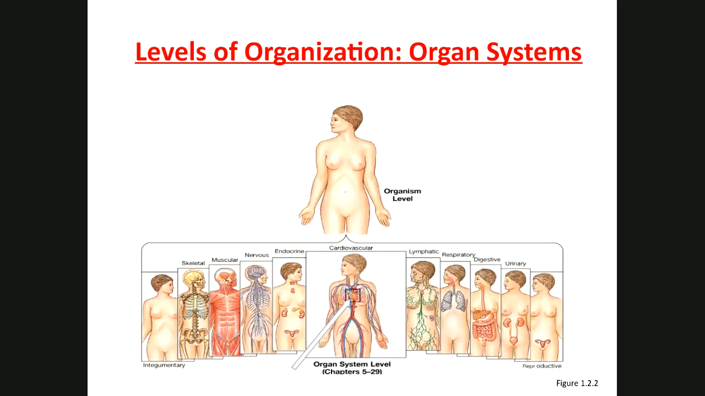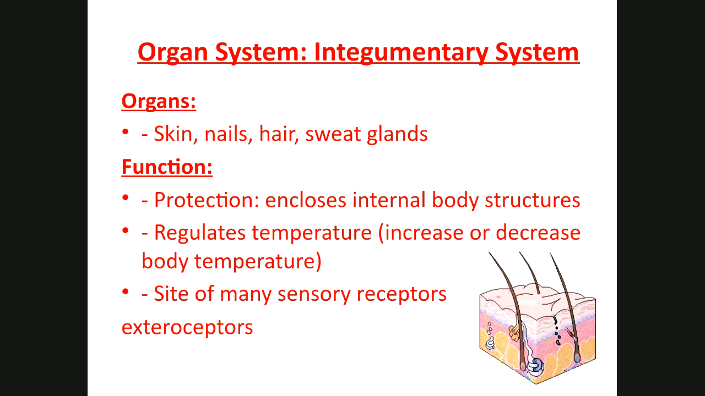The organs combine to create organ systems. The human body has been organized into 11 organ systems, and we're going to have a brief introduction of each of the 11 organ systems. You should know the organs within each system that are mentioned in the PowerPoints and the function of the organ system mentioned in the PowerPoints.